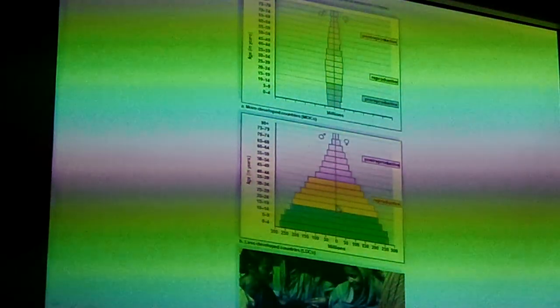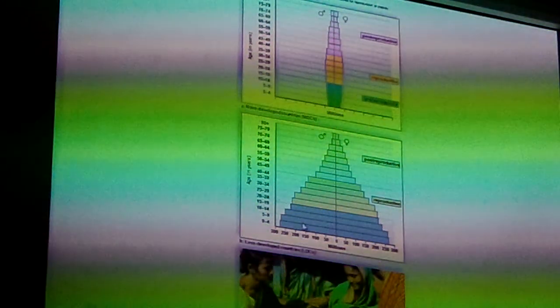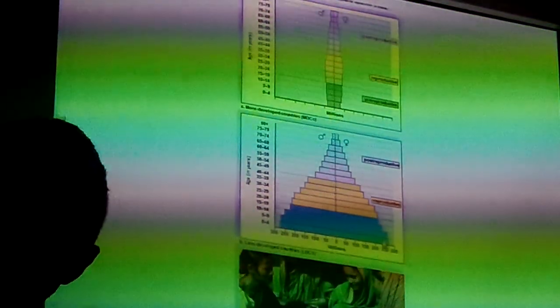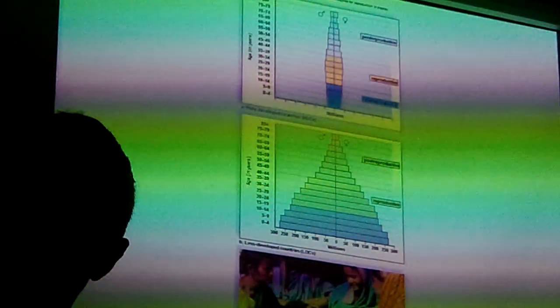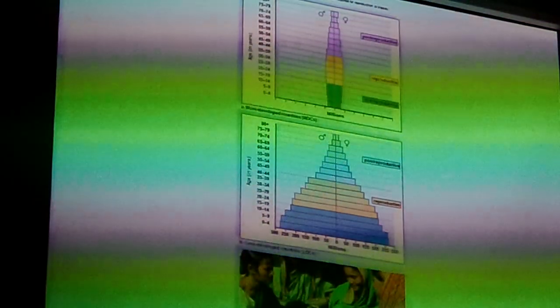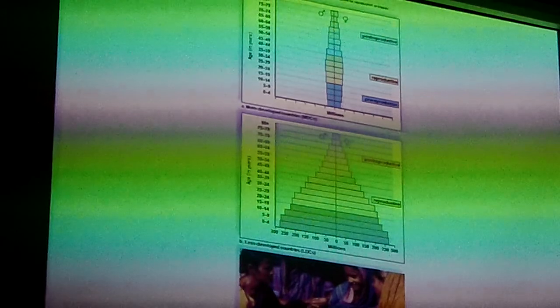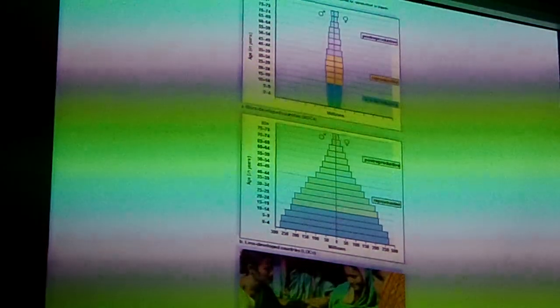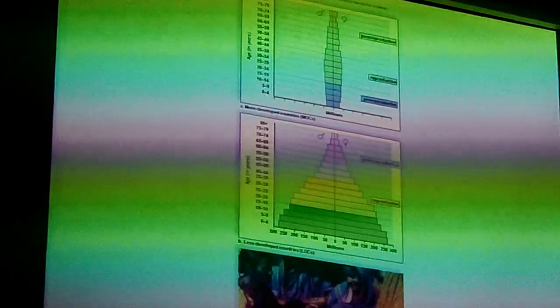Isn't that interesting? In actuality, more men are born than women. Anyone know why that is? Isn't that because like the Y chromosome is smaller? You got it. Good job, Brandon. The Y chromosome is a little bit smaller than an X chromosome, so those sperm are a little bit lighter, and more of them get to the egg. Isn't that interesting?